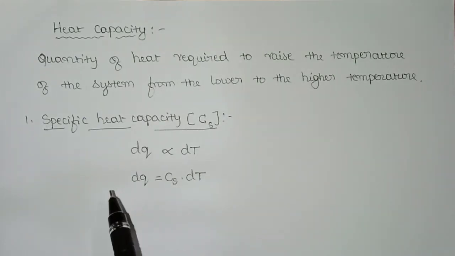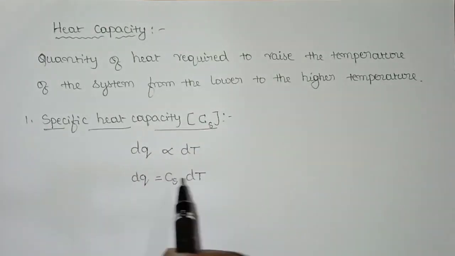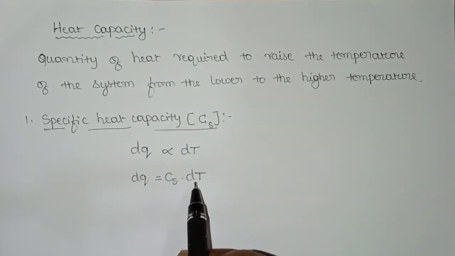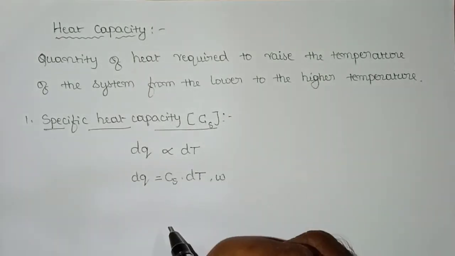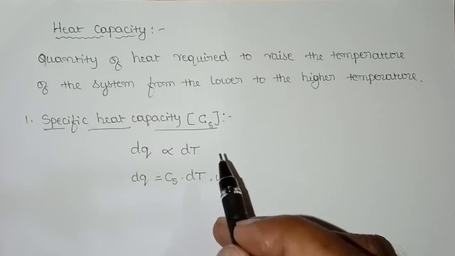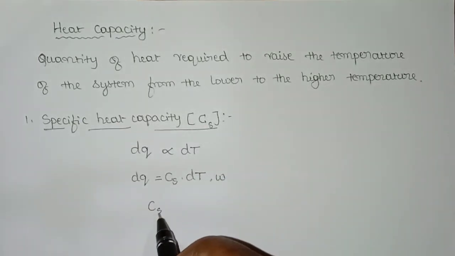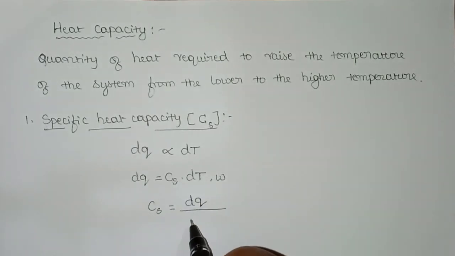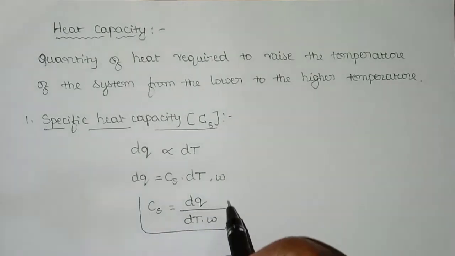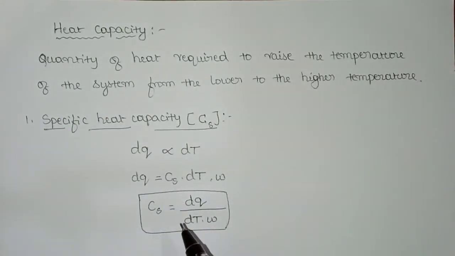dQ is the quantity of heat energy that is utilized by a system in order to cause the temperature change of quantity dT, and the weight or amount of the substance that we have taken in the system will be taken as W. So Cs is equal to dQ divided by dT into W. This is the simple mathematical expression that we can give for specific heat capacity.